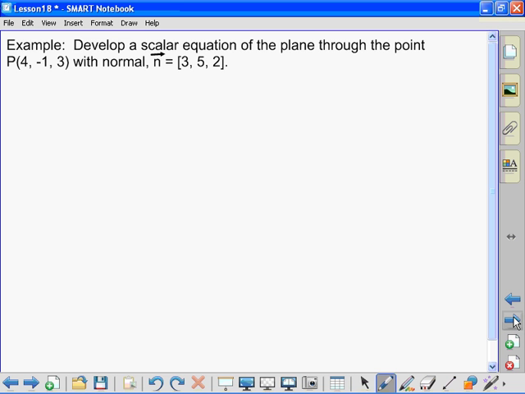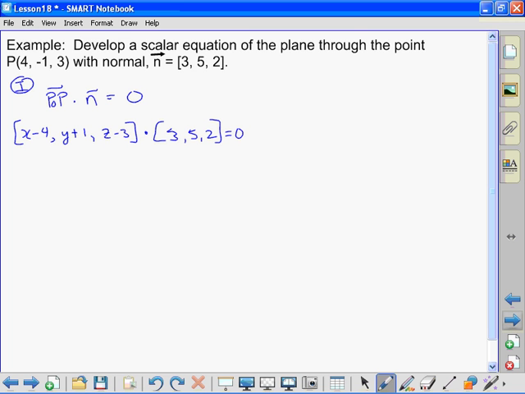So there are the 2 methods, so I'll quickly go through the methods. P naught P dot the normal equals 0. So P naught P is x minus 4. You're just taking point P, which is x, y, z, some point on the plane, and it'll be minus the point given, y plus 1, and z minus 3, dot the normal, and the normal is given. So 3, 5, and 2 is equal to 0. So we end up with 3 times x minus 4 plus 5 times y plus 1 plus 2 times z minus 3 equals 0.